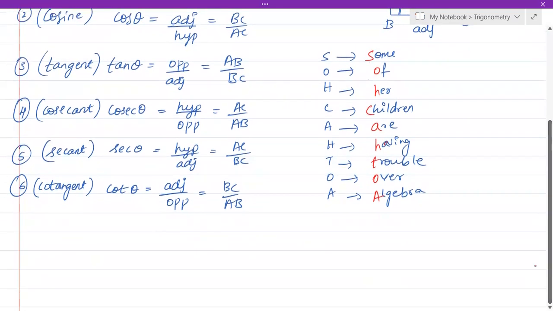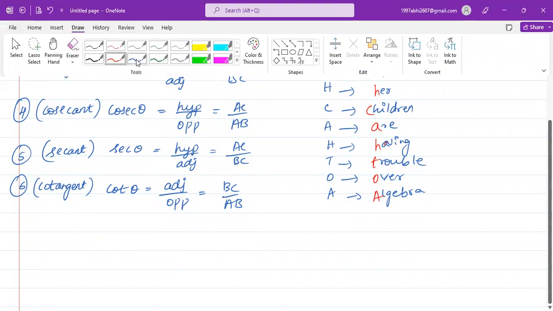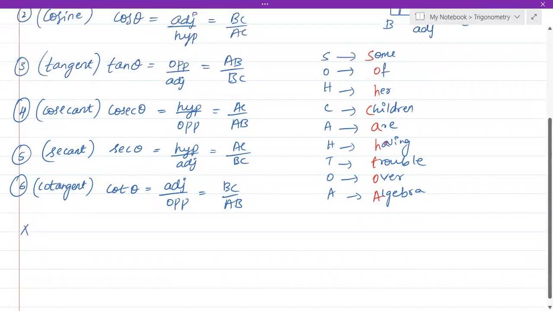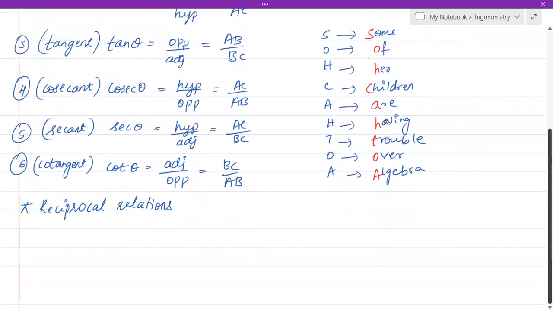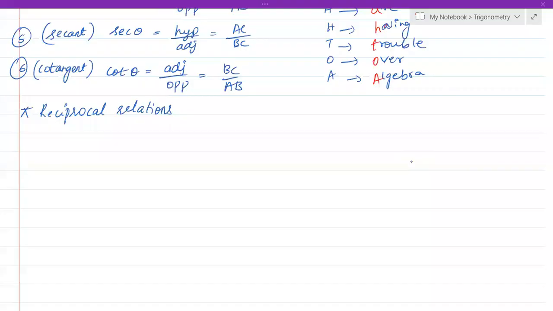Okay, let's get into the next topic known as reciprocal relations. As I told you, very clearly, the reciprocal of sine theta gives you what? Cosecant theta. So how do we write it mathematically?